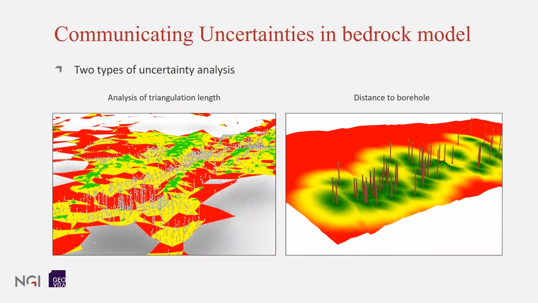At this moment, we use two types of simple uncertainty analysis. One of them is the one you see to the left, analyzing the length of each side of the triangle in a triangulated model, and the other one, in the right picture, is analyzing the distance to existing boreholes. So even though I already spoiled the result now, I'll still go through and show you how this is done. And for this, we're also using Rhino and Grasshopper to do the analysis part and to tweak the input parameters.